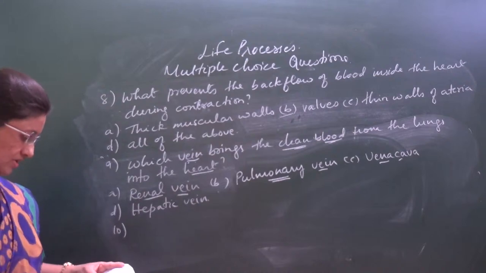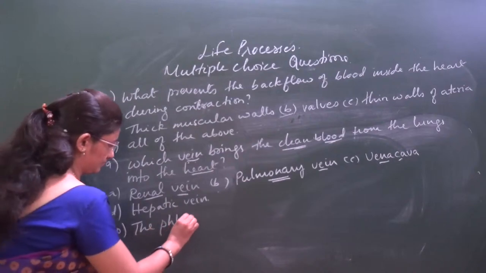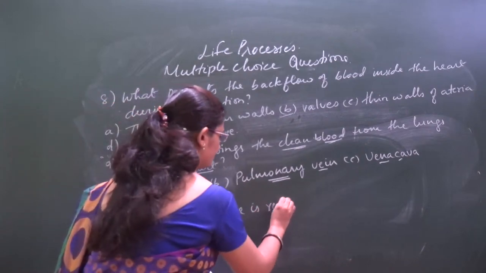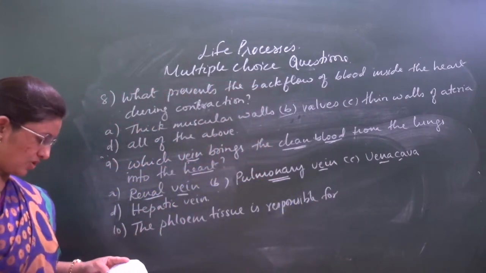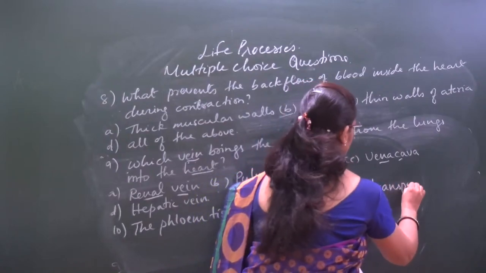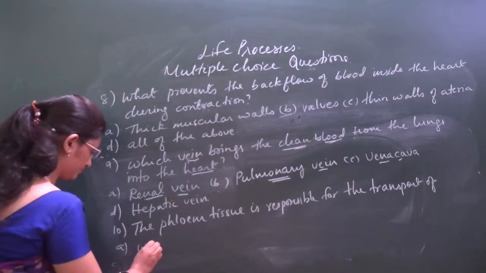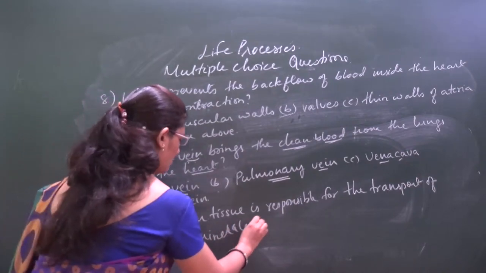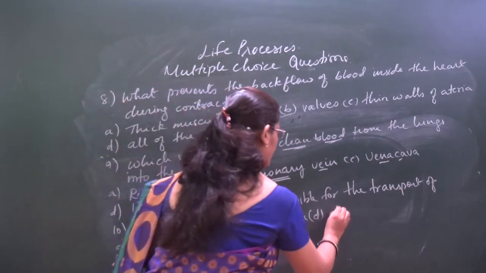The next question we come across: the phloem tissue is responsible for the transport of. Options given are: water, option B, minerals, option C, sugar, and option D, all of the above.